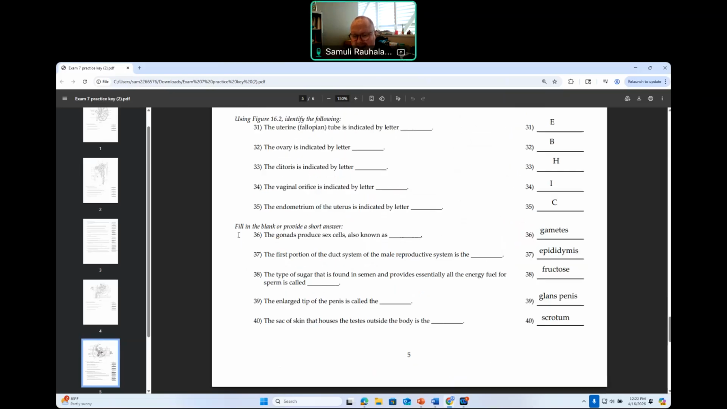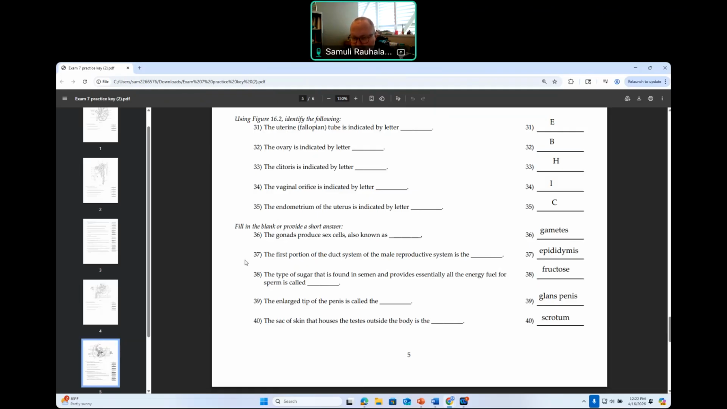Question 36. The gonads were the primary sex organs. All other parts of the reproductive system would be then considered as accessory structures. Male gonads were the testes and female ones ovaries. These have a twofold function: to produce sex cells known as gametes, sperm and egg, and to produce sex hormones. So here we see a connection to our endocrine system.